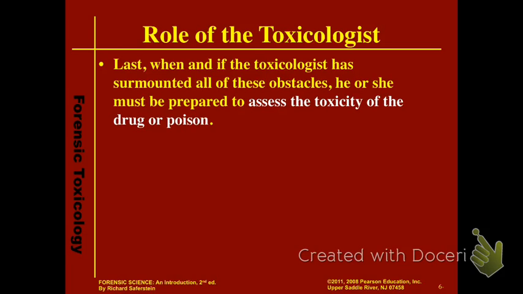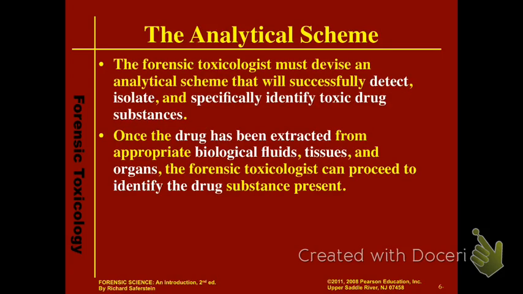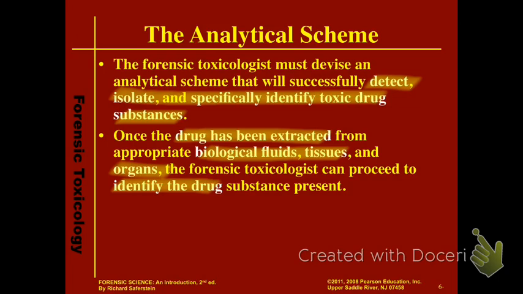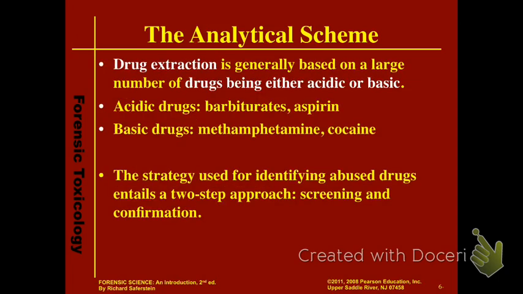If all of these obstacles have been jumped or hurdled, the toxicologist has to figure out whether the drug or poison is toxic, and how toxic it is. The scheme that the toxicologist has to come up with is a plan that will be able to detect, isolate, and identify toxic drug substances. Once the drug's been extracted from fluids, tissues, organs, then they can try to identify the drug that's present.